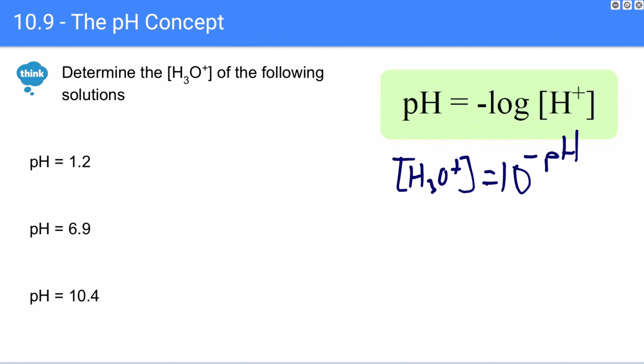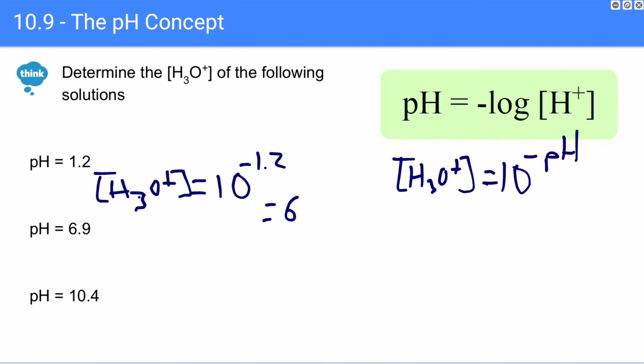So if I want to do this first one here, I'm just going to calculate the H3O plus: 10 to the negative 1.2. And I'm going to do that for all three of them. So take a moment, go through, calculate those. We'll be back in just a moment and calculate the rest of these. So go ahead and calculate the first one, which is going to be 6.3 times 10 to the negative second. Remember that these are concentrations, so molarity of H3O plus. So off to a good start.